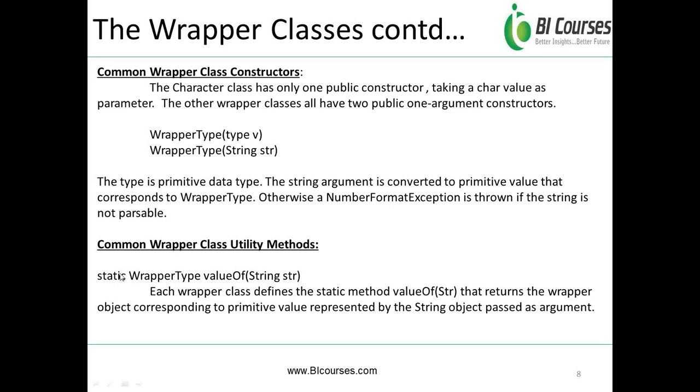The first method is a static valueOf method in each wrapper type, whether it is byte, short, integer, long, or float, which can also take a string argument. Each wrapper class defines a static method valueOf which returns the wrapper object for the primitive value represented by the string passed as an argument.